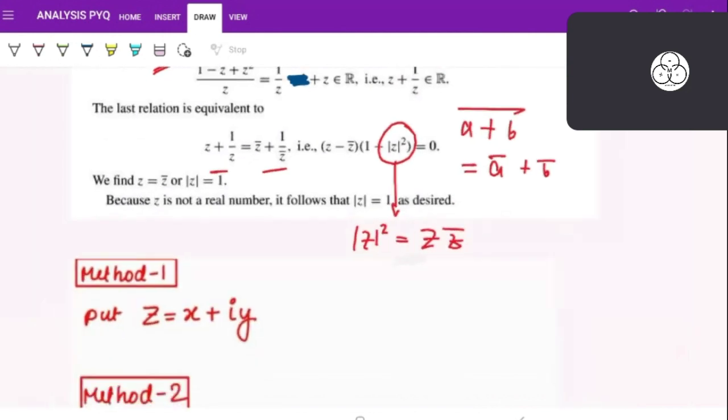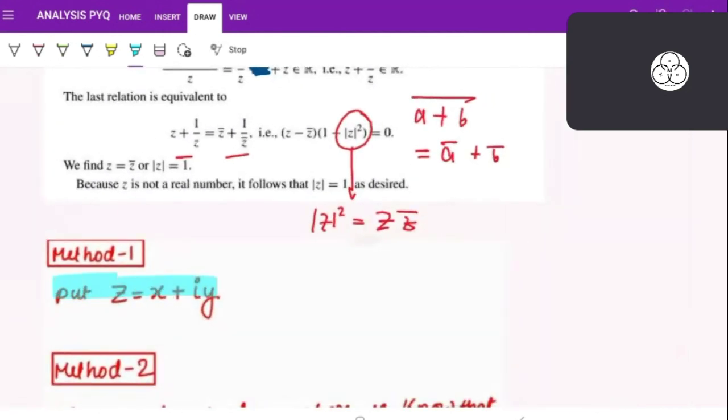Method 1. A lot of students directly use this method for any complex number problem, and yes, this is a useful method. You can solve any complex number problem with it, but this is not the beautiful method. This method consumes a lot of time, so we should always avoid it.